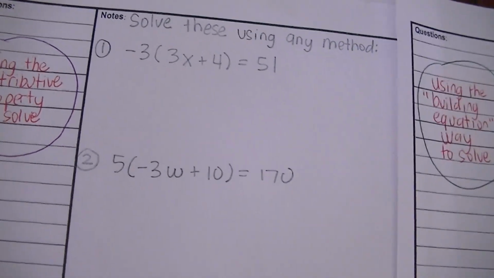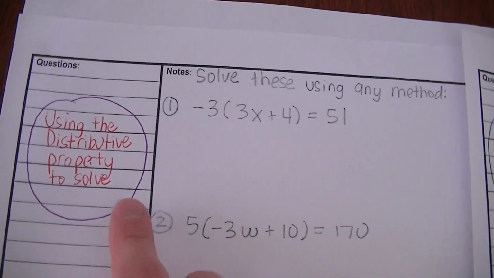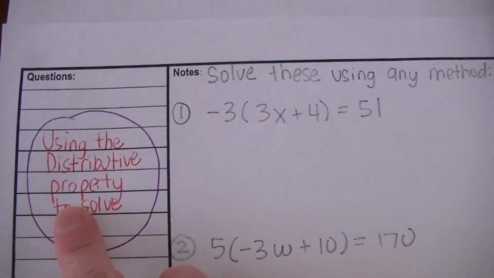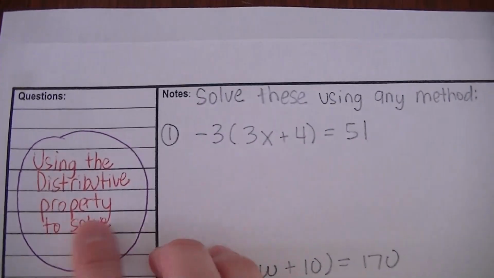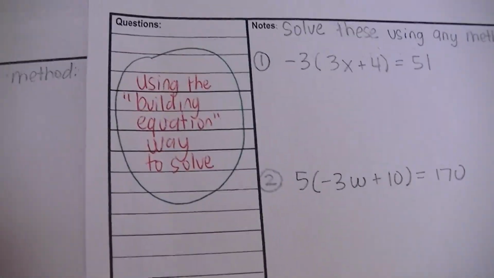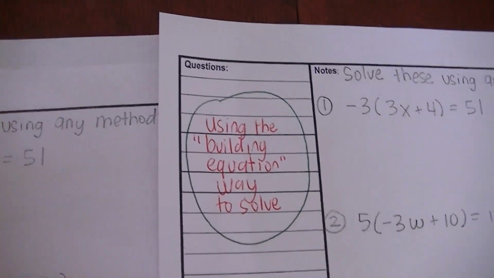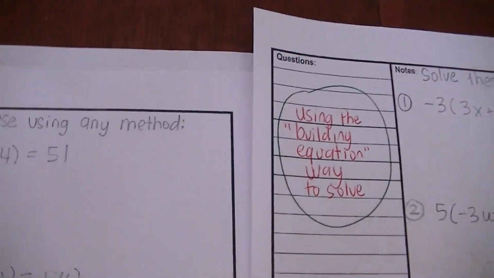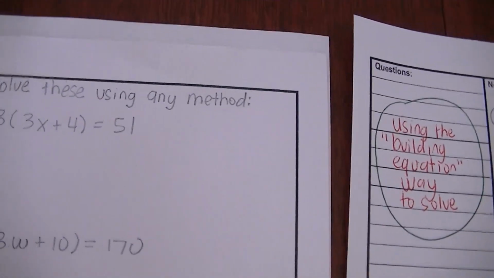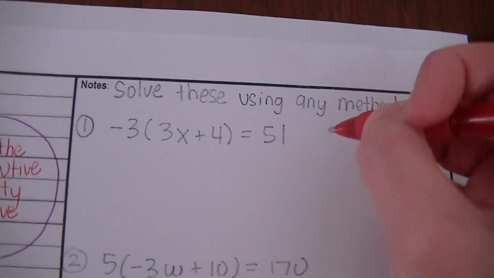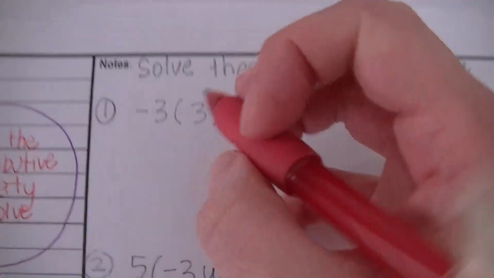So for number 1, I'm going to go ahead and show you using the distributive property way, this paper, okay? So I have it labeled right here. And then right after I'm done showing you the distributive property way, I'm going to show you using the building equation way to solve, okay? So you can use whichever way you prefer, and I recommend pausing that video if need be and try some on your own. So using the distributive property.